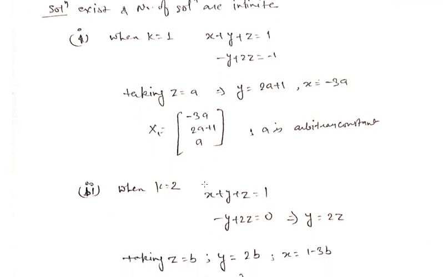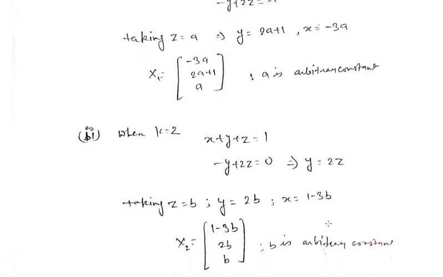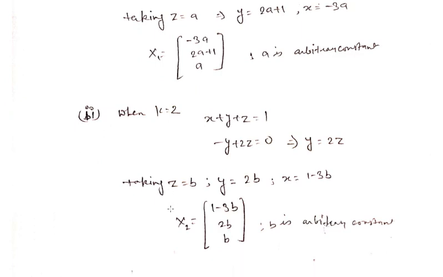Now for the other case, if k is equal to 2, the given system is reduced into this form: x plus y plus z is equal to 1 and minus y plus 2z is equal to 0. From here we obtain y is equal to 2z, and now taking z is equal to b, we get y is equal to 2b, which leads to x is equal to 1 minus 3b. So in the case of k equal to 2, the solution vector will be 1 minus 3b, 2b and b. For different values of b, the system has different solutions, which are an infinite number of solutions and dependent.